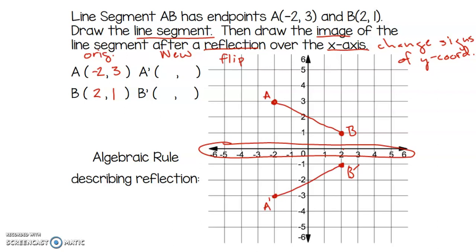So my new coordinates, I keep the x, but change the sign of y. So y is now -3, and that matches my picture. B prime, keep the x, change the sign of y. It's now -1. So when we flip over the x-axis, we change the sign of y.